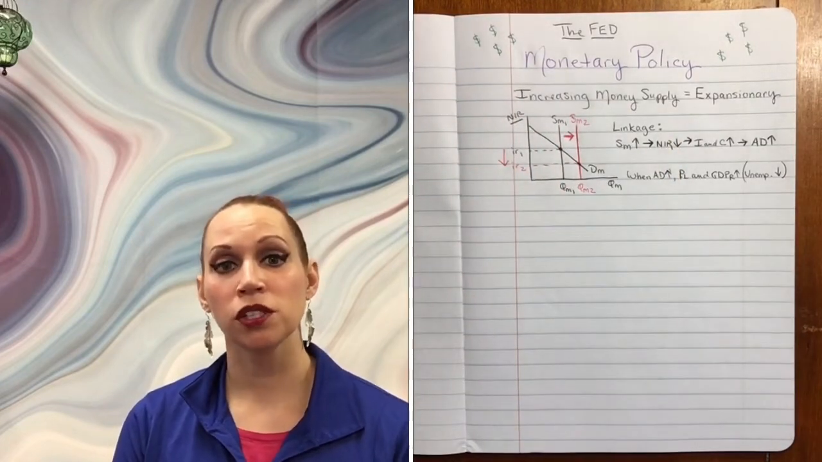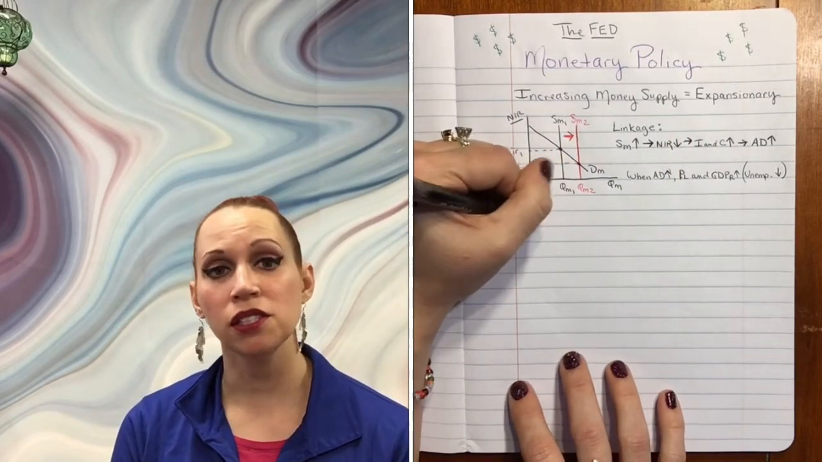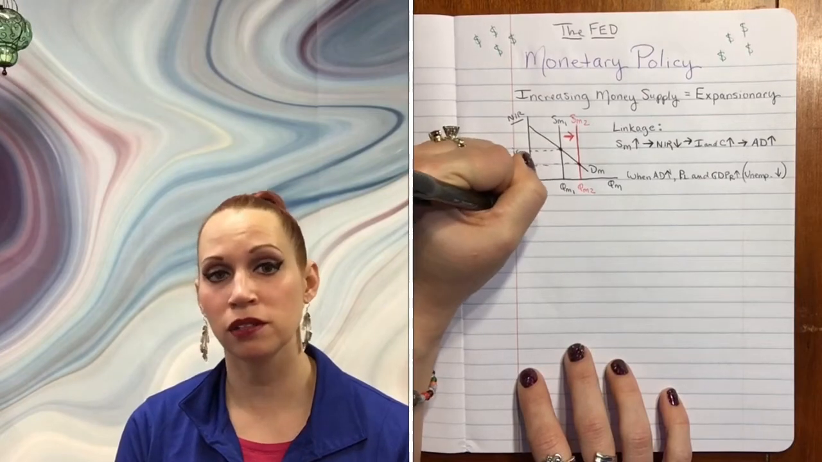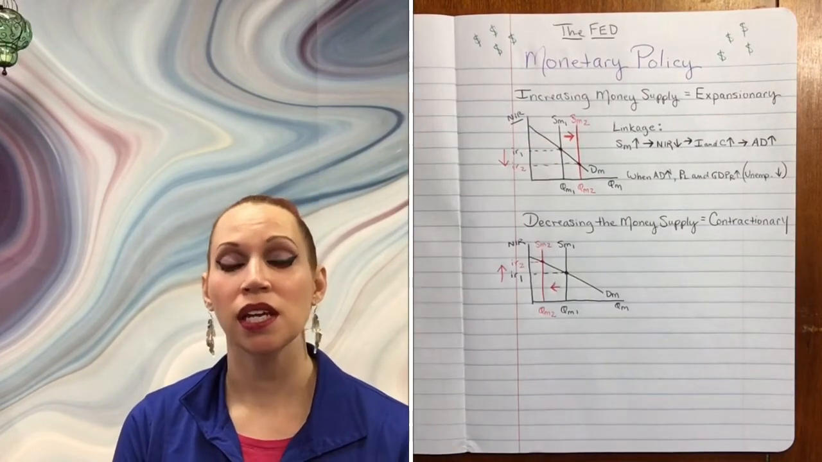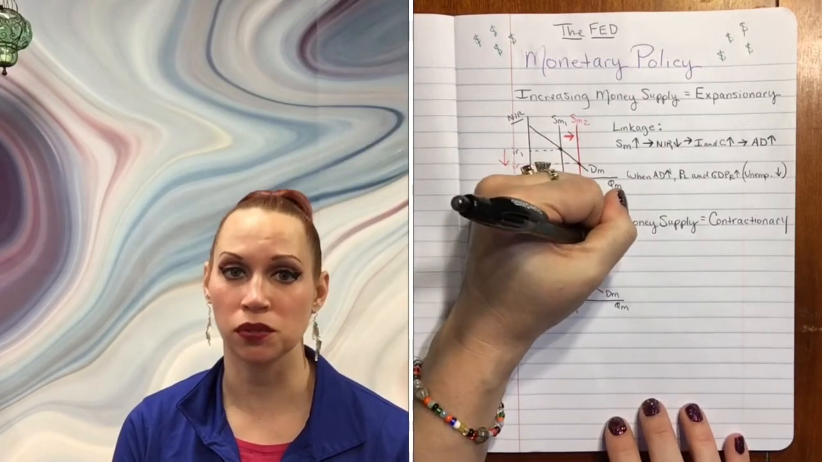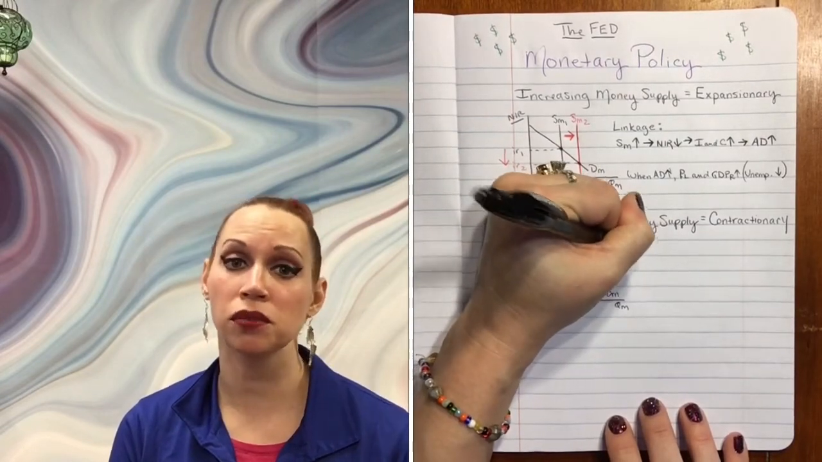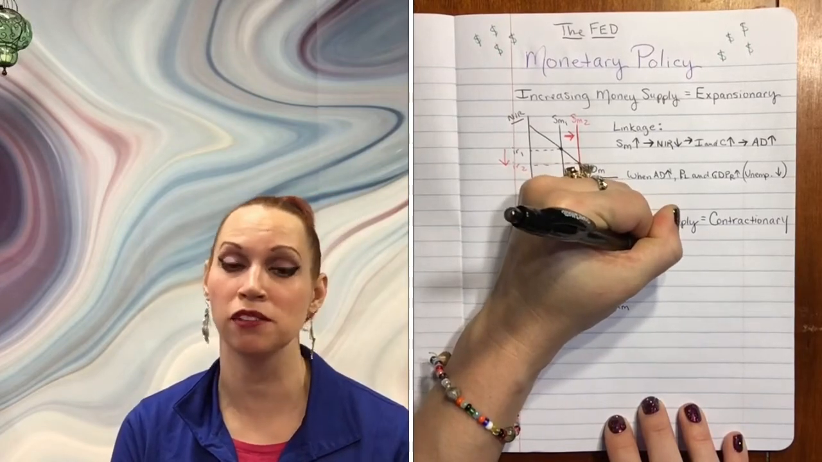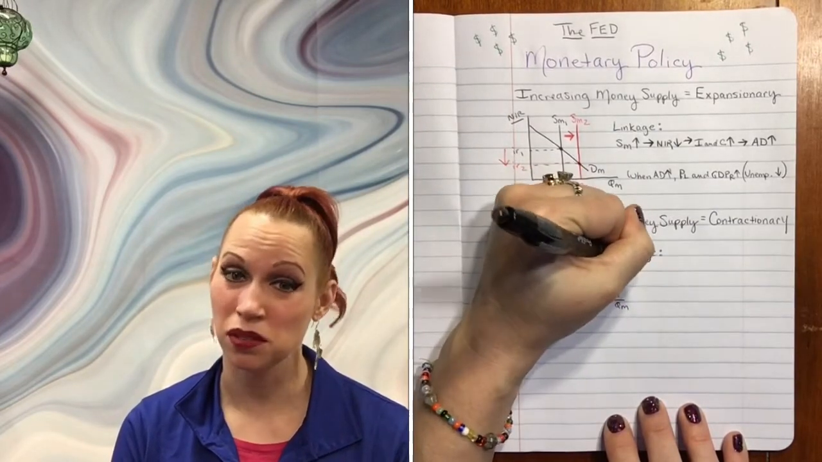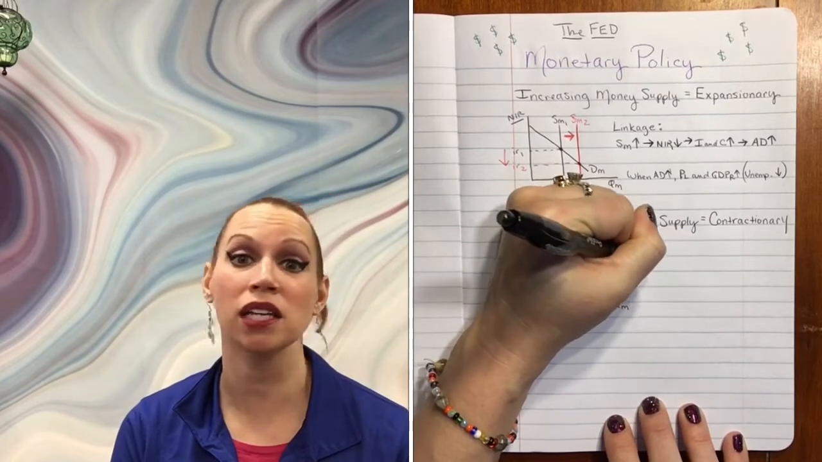When the Federal Reserve decreases the money supply, that's going to shift the vertical money supply curve on the money market graph to the left. That's going to result in a higher nominal interest rate. Whenever nominal interest rates are higher, people are less likely to go get loans from the bank because the price of money is a lot more expensive. Nobody wants to pay back a loan with a high interest rate.